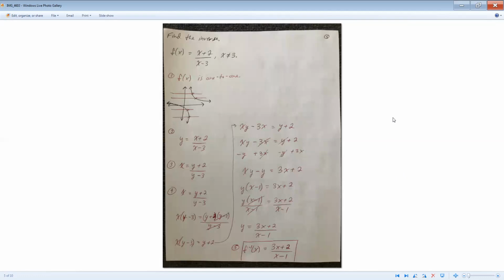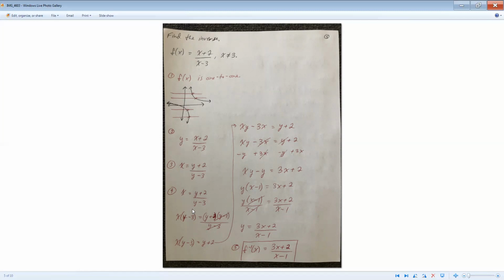Next, if f of x is equal to x plus 2 over x minus 3, we want to find the inverse of that. Looking at the graph, I drew a rough sketch here. We see that it is one-to-one. So we take f of x and plug in y for that. Remember, y and f of x are the same thing, just one is in function notation, the other one isn't. Step 3, we interchange x and y. So we have y equal to x plus 2 over x minus 3. So if we interchange x and y, that will be x equal to y plus 2 over y minus 3.